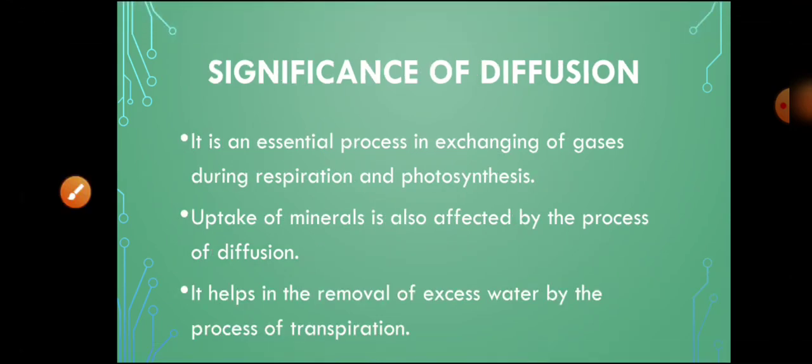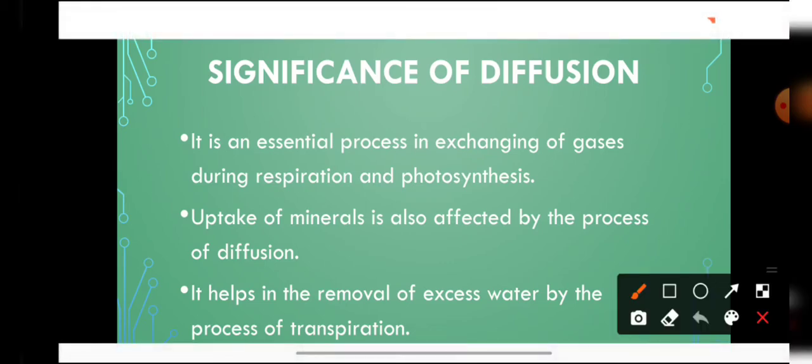Now, what is the significance of diffusion? Diffusion is an essential process in the exchange of gases during respiration and photosynthesis. We all know that respiration and photosynthesis, which involve the exchange of oxygen and CO2 gas, take place by the process of diffusion. So diffusion plays a very important role in the exchange of gases during respiration and photosynthesis.